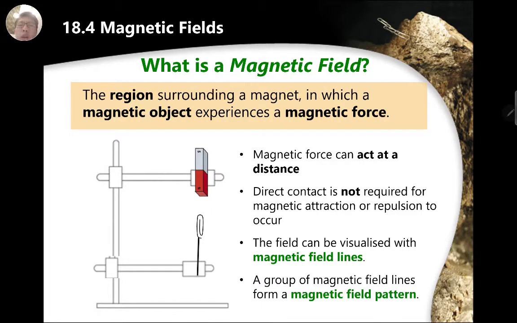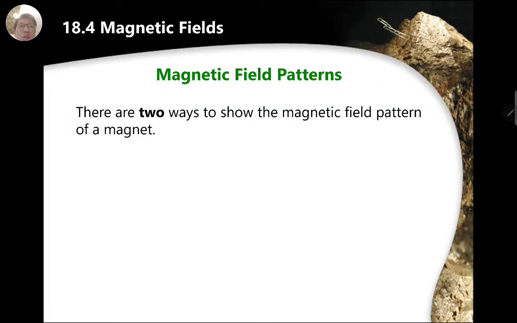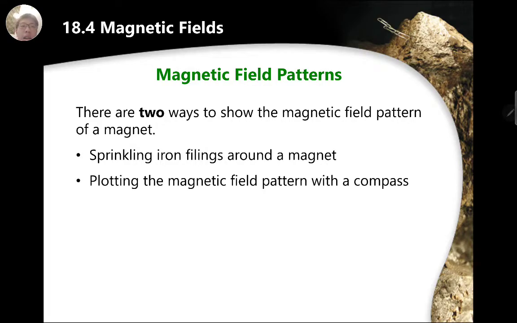So how do we know what these magnetic field lines look like for a magnet? How do we know what the magnetic field pattern looks like? There are two ways to show the magnetic field pattern of a magnet. One is by sprinkling iron filings around a magnet, and the other is by plotting the magnetic field pattern with a compass. For this video, we're going to cover what a magnetic field will look like through the sprinkling of iron filings around a magnet. Then later in the next video, we'll talk about plotting the magnetic field pattern with a compass.